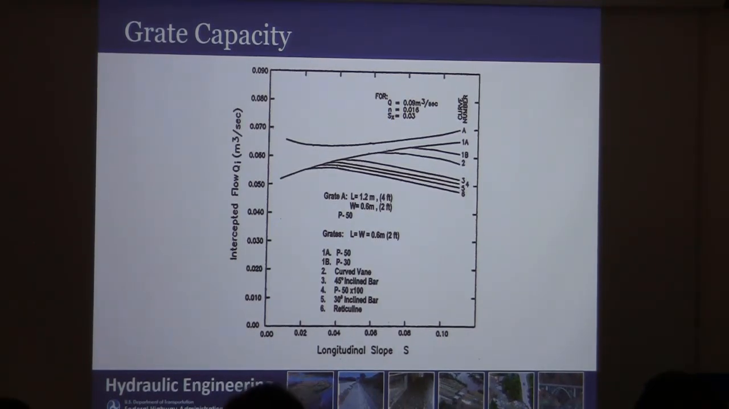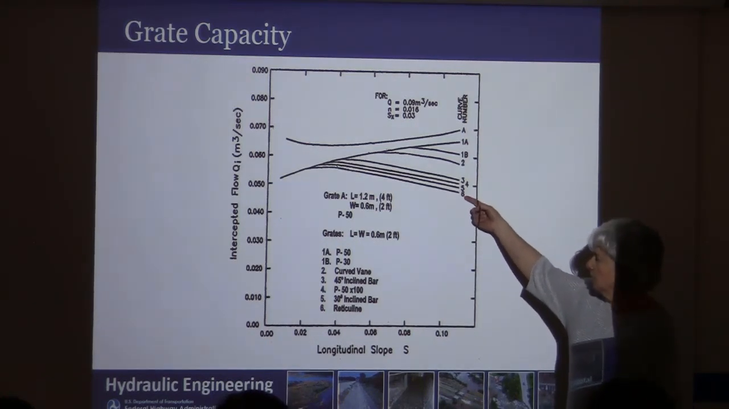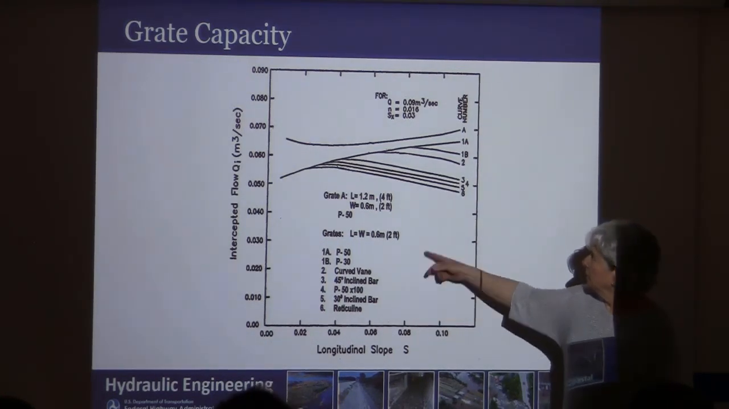So what do you think about what goes on with these grades up to about 3% on longitudinal slope, somewhere in there? Can you make any observations? It's not dependent on the grade shape. Right. They almost all work the same up to about 3%, right? And then as the slope increases, the first one to fall off to not be so efficient is this reticulum grate, and then it keeps going.